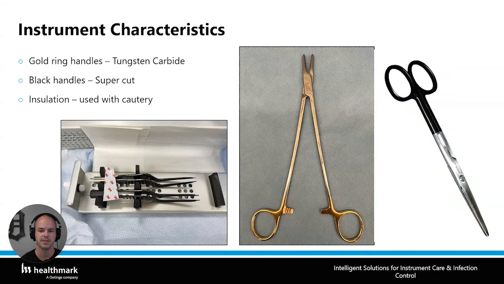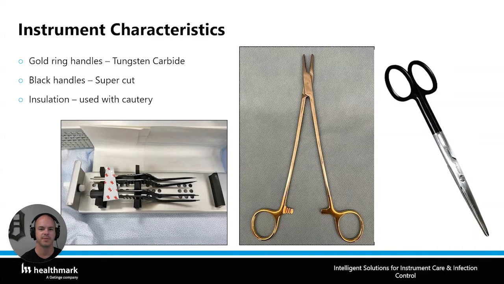But you might also see black handles, which are an indicator of supercut. Sometimes supercut instruments have a serrated edge on them, which is a little bit different than some of the other types of scissors that have a smooth edge to them. But anytime you see those, they're indicators of something that's unique about that instrument.